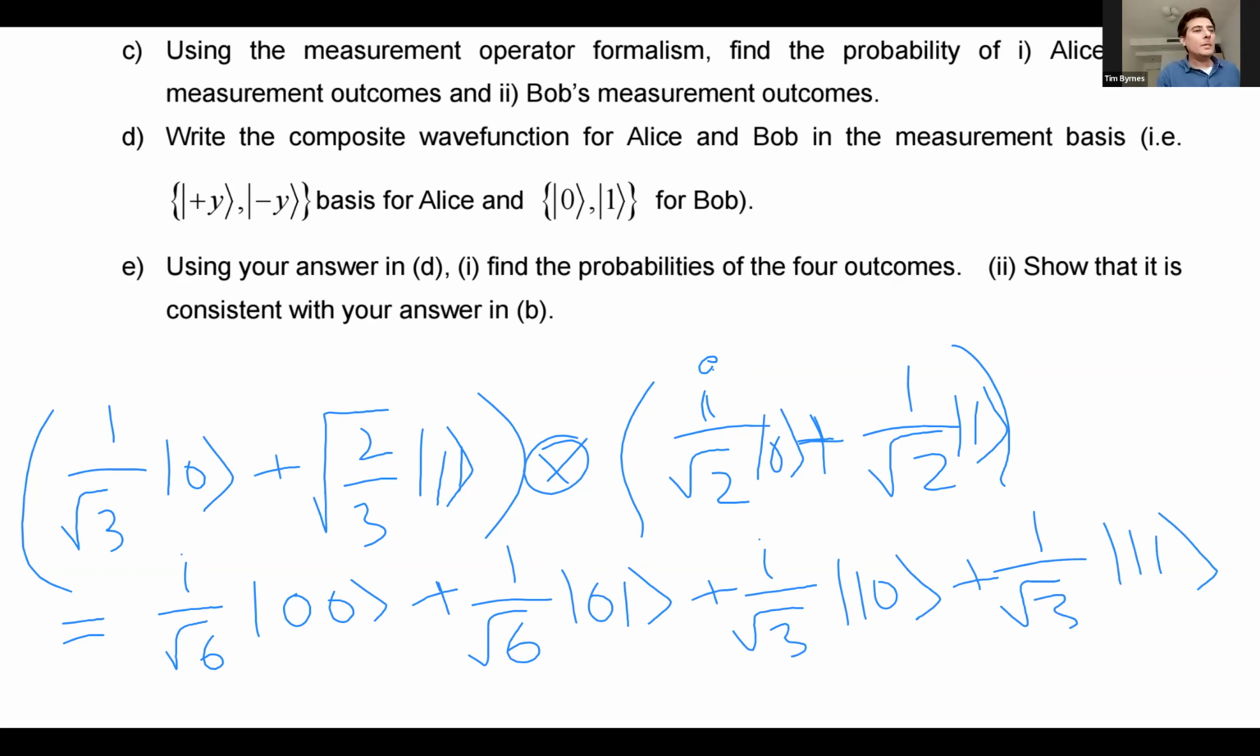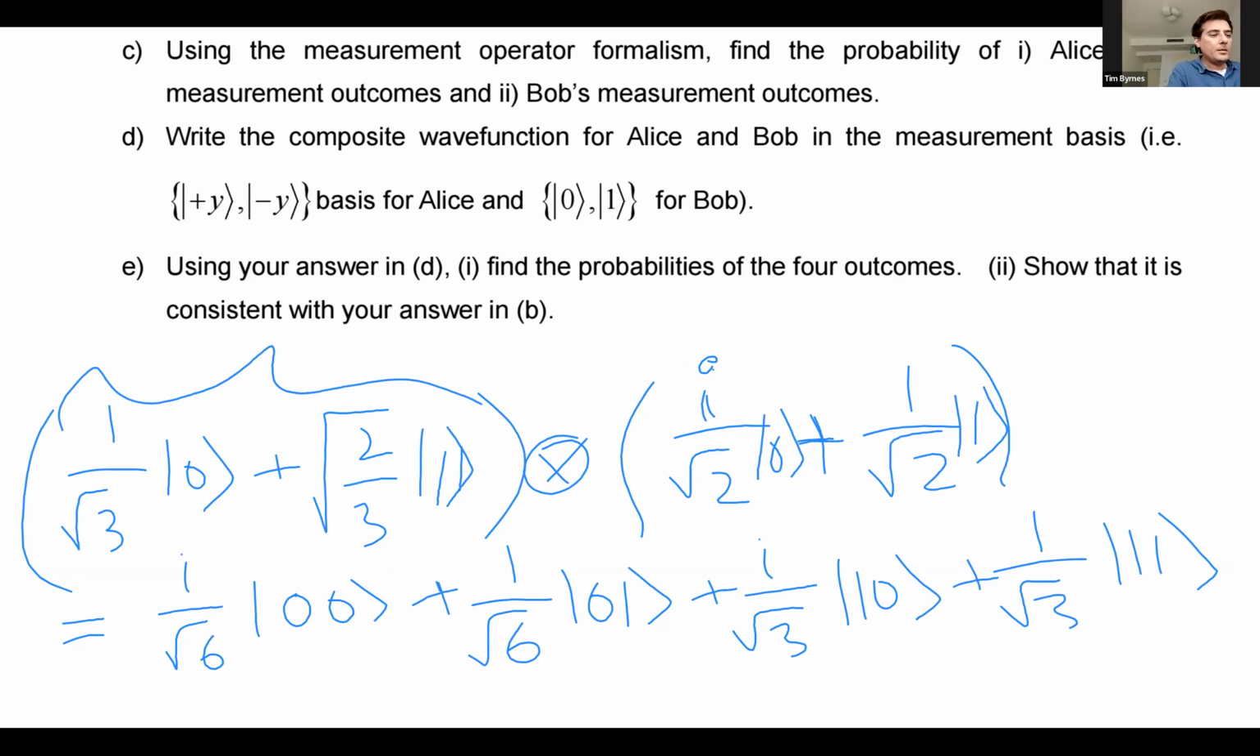Oh, sorry, that wasn't actually the question. Sorry, I didn't answer my own question properly. The question was, write it in the measurement basis, which is the plus minus Y basis for Alice. So basically in this case, we've got to convert this state here into the y basis.